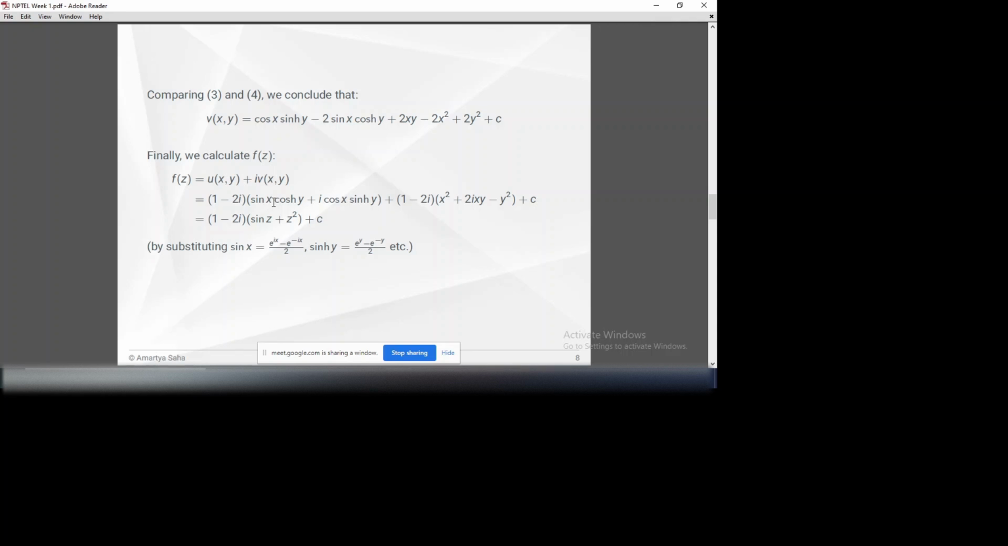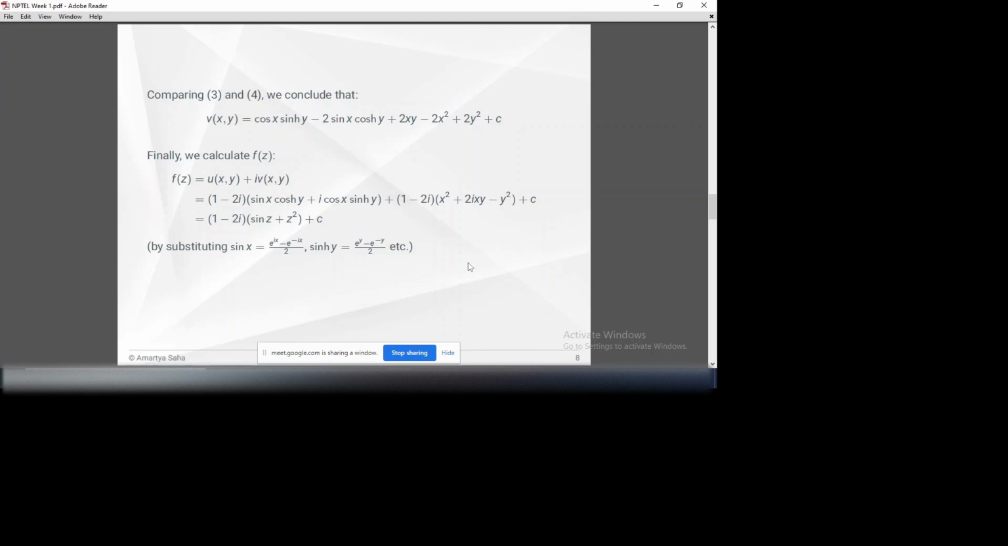So we have to substitute these definitions in place of sin x, sin x, cosh y, cos x, and sinh y. And we all recognize that x squared plus 2ixy minus y squared is nothing but z squared. So this is x plus iy whole square. So after substituting these definitions, there are several terms that will be cancelled and that can be combined together. So that gives us this sin z plus z squared multiplied by this constant factor. So this is the final answer.